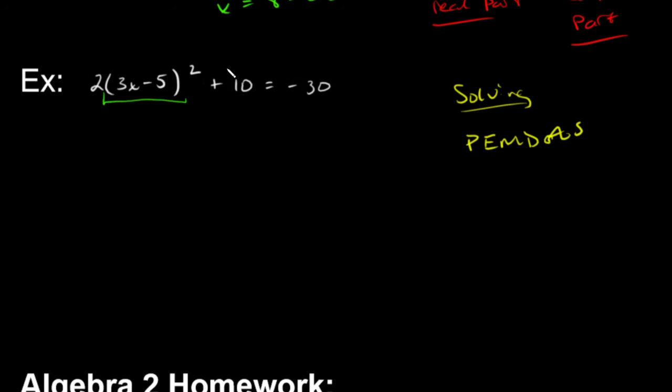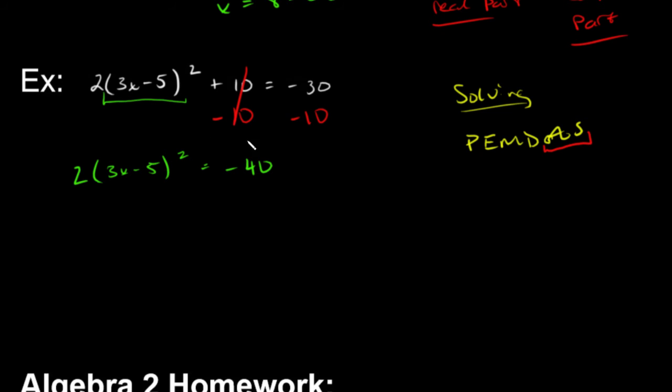Well, work backwards from the order of operations. If your choices are subtract 10, divide by 2, or square root, then if you work backwards from the order of operations, it'll tell you which to do first. Add and subtract. That's what you want to do first. So you'd subtract 10, and then you would get 2 times the quantity 3x minus 5 squared equals negative 40.